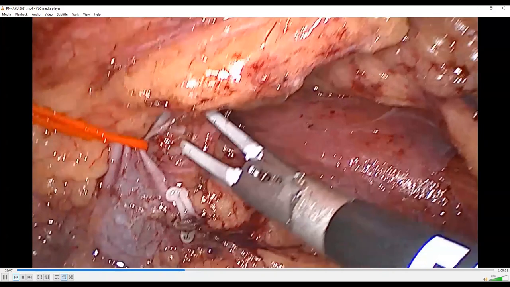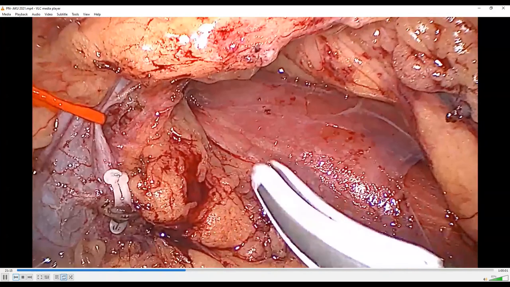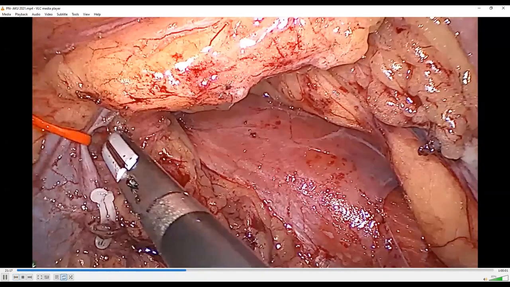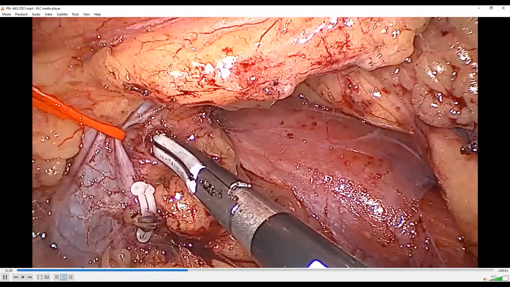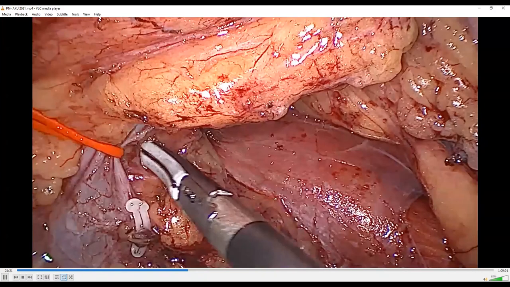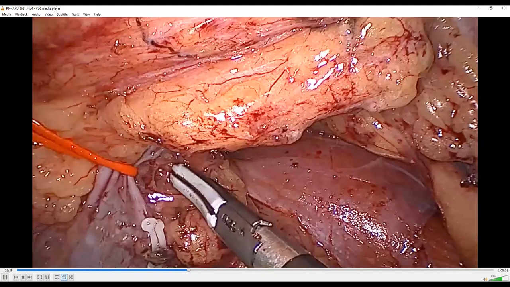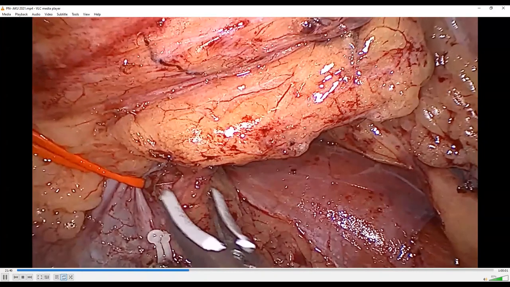So I think I just about probably saw a glimpse of the artery down there in that window, which I will show you in a second again. So I can see probably that, there it is. That's the artery coming up. Now I know where it is. So I'm going to get rid of the tissue around it.